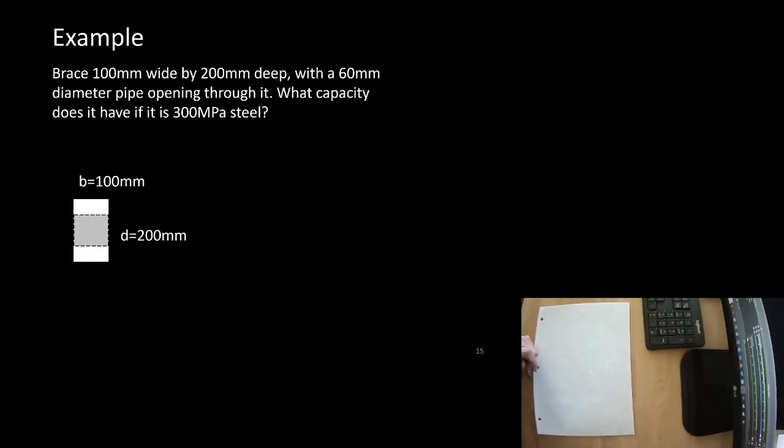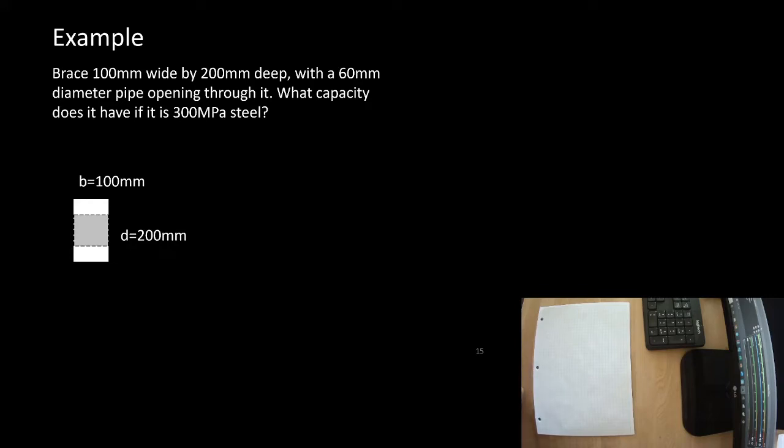So we have a brace that is 100 millimeters wide by 200 millimeters deep with a 60 millimeter diameter pipe opening through it. We want to know what capacity does this brace have if the steel is 300 MPa steel. So it's not our normal steel. It's not our 350 or 345 MPa steel.